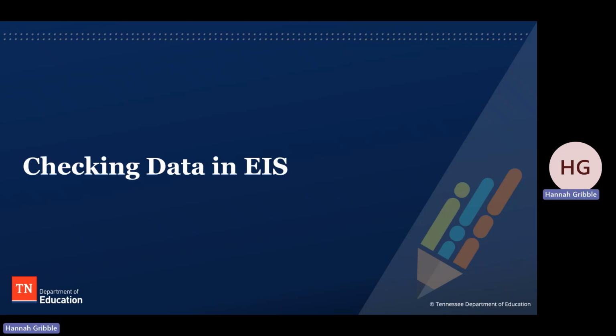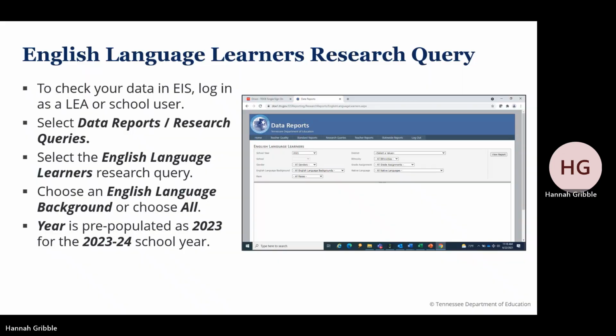Let's review how to check data in EIS. To check your data in EIS, log in as an LEA or school user. Select Data Reports, Research Queries. Select the English Language Learners Research Query. Choose an English language background or choose all.